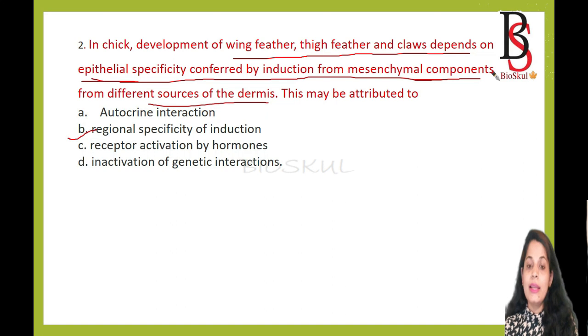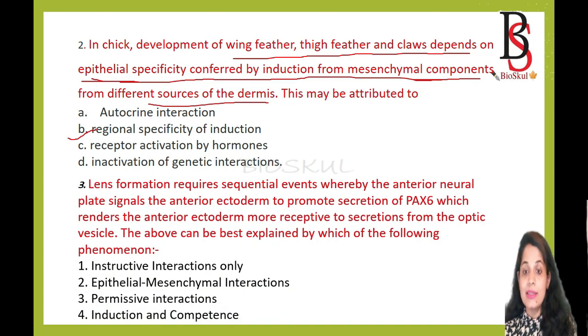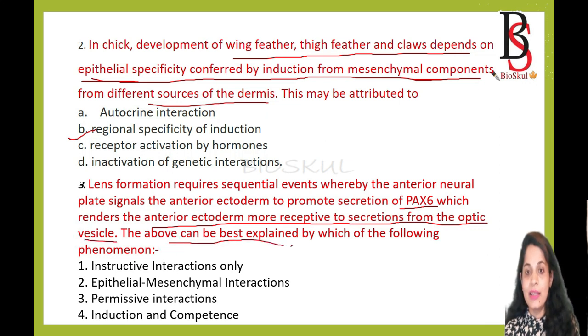Question number 3. Lens formation requires sequential events whereby the anterior neural plate signals the anterior ectoderm to promote secretion of PAX6, which renders the anterior ectoderm more receptive to secretion from the optic vesicle. The above can be best explained by which of the following phenomena? The best answer is induction and competence.